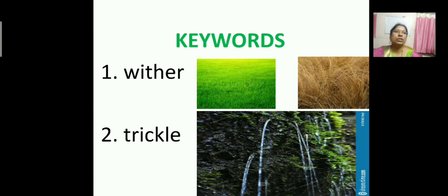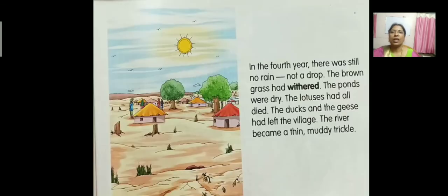Now coming to the next part of the lesson. So for 3 years there was no rain, isn't it children? So in the fourth year there was still no rain, not a drop. The brown grass had withered. The ponds were dry. The lotuses had all dried. The ducks and the geese had left the village. The river became a thin, muddy trickle.